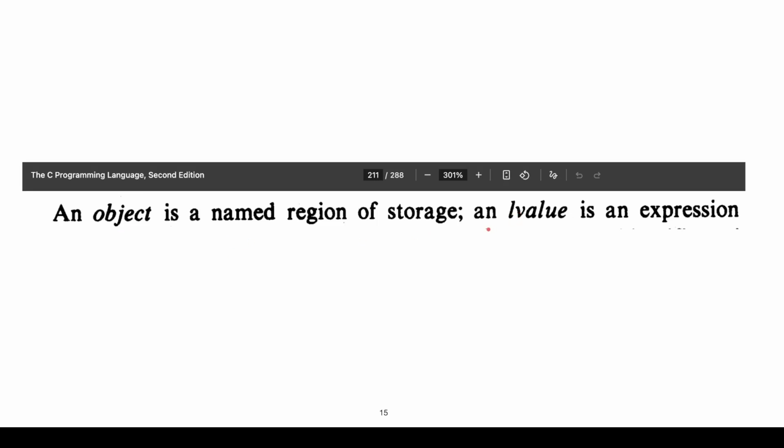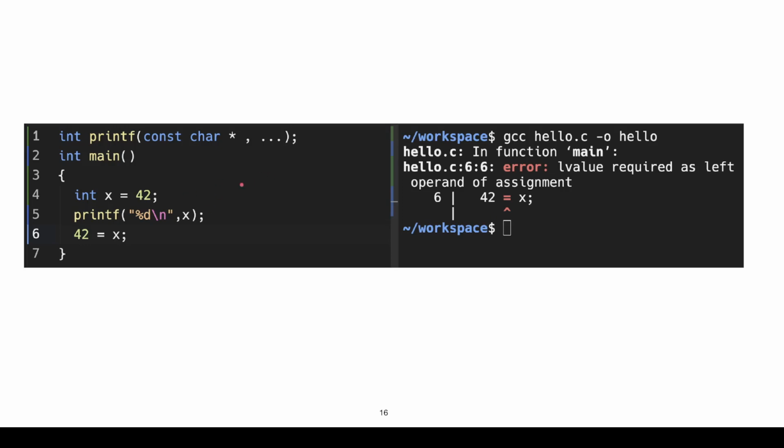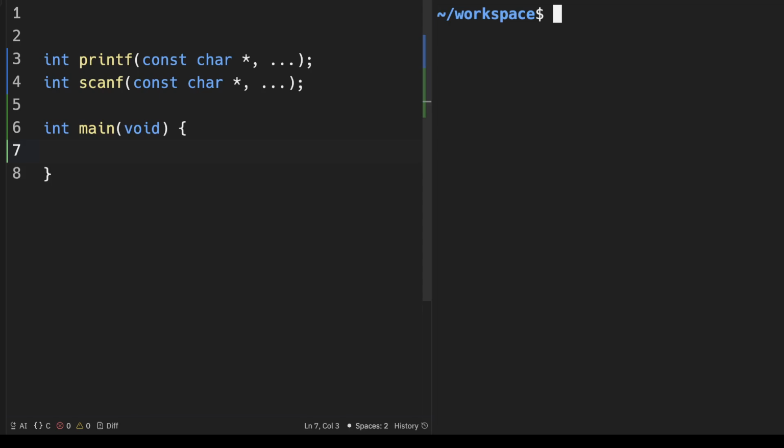So it is also called the L value of an expression. Now what is this L value? Consider this example: int x = 42. Here x is the L value. For example, if I write int x = 45, and I print this data with printf percentage d slash n and x, this will print 45. I'll just compile and execute this one.